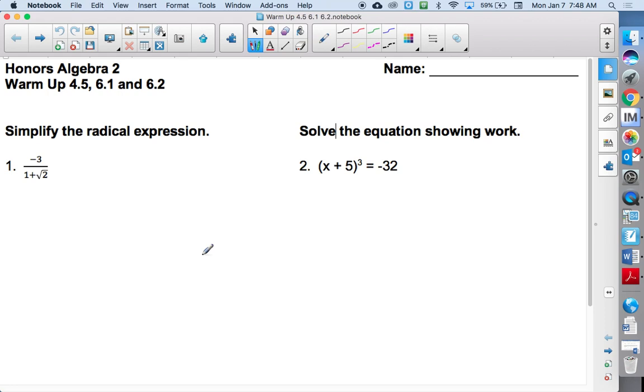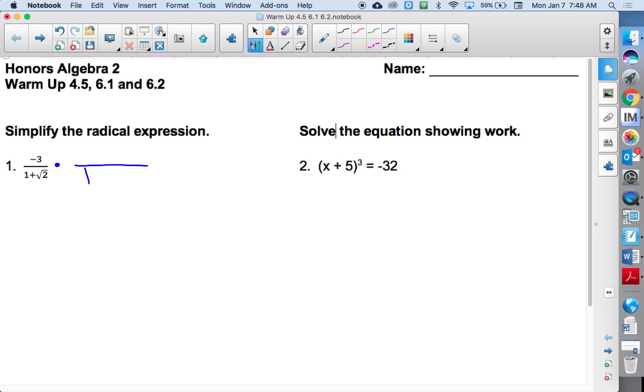So how would you rationalize this denominator? You've got to multiply by something. Julia? You multiply both the top and the bottom by 1 minus the square root. Yeah. So we're going to multiply top and bottom, because whatever you do to one piece of the fraction, you have to do to the other piece. And you're multiplying it by the opposite.